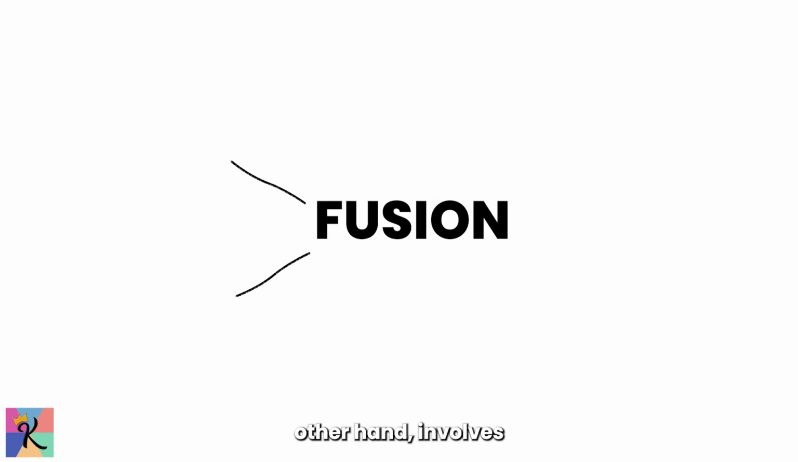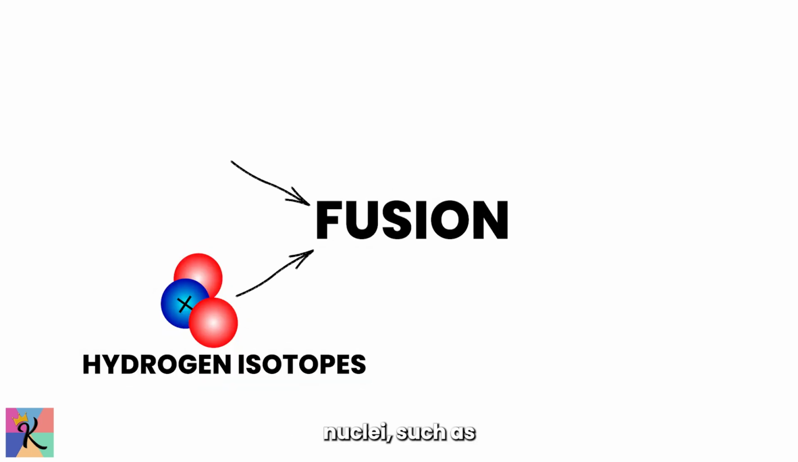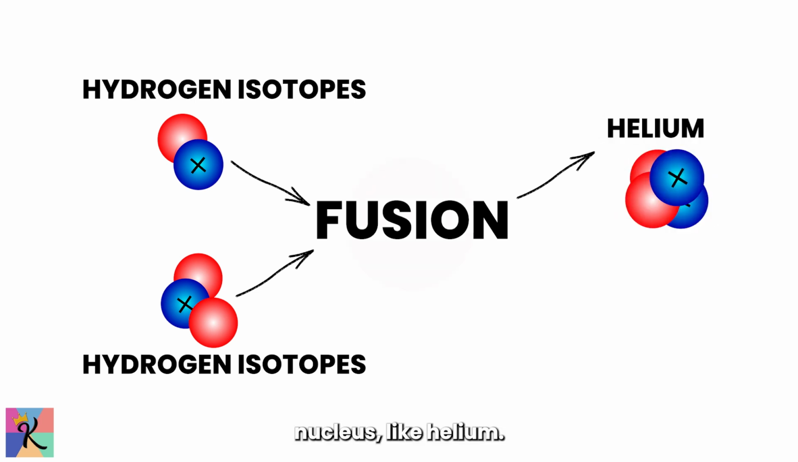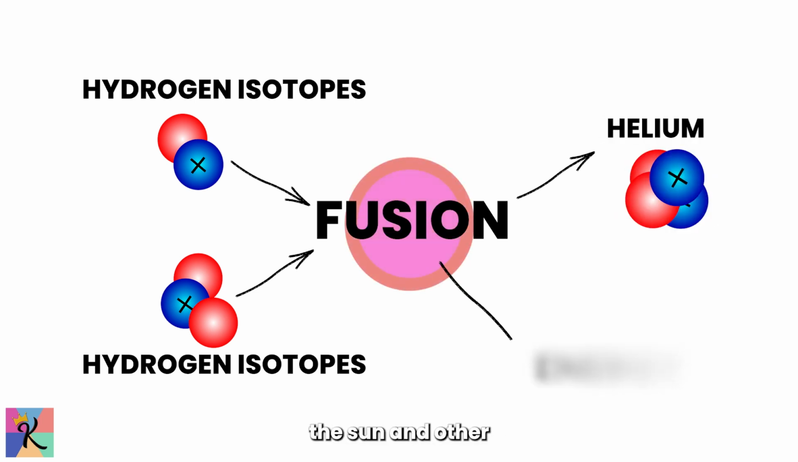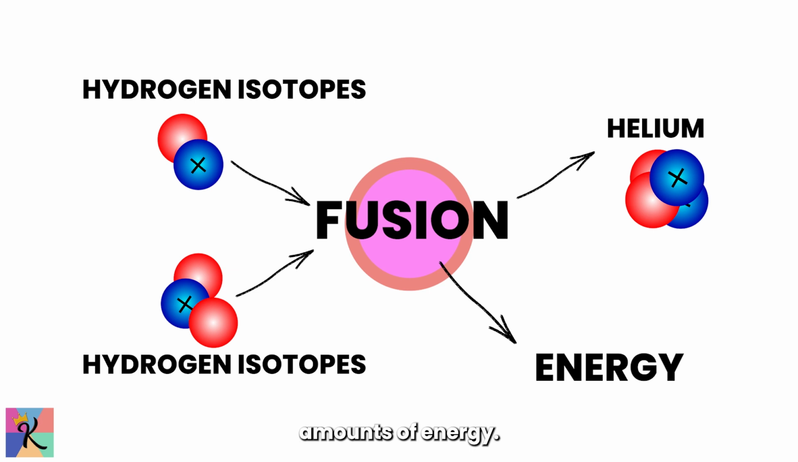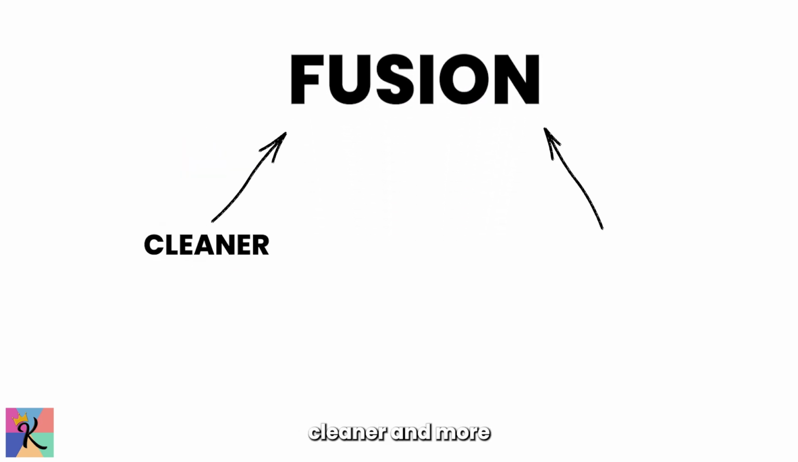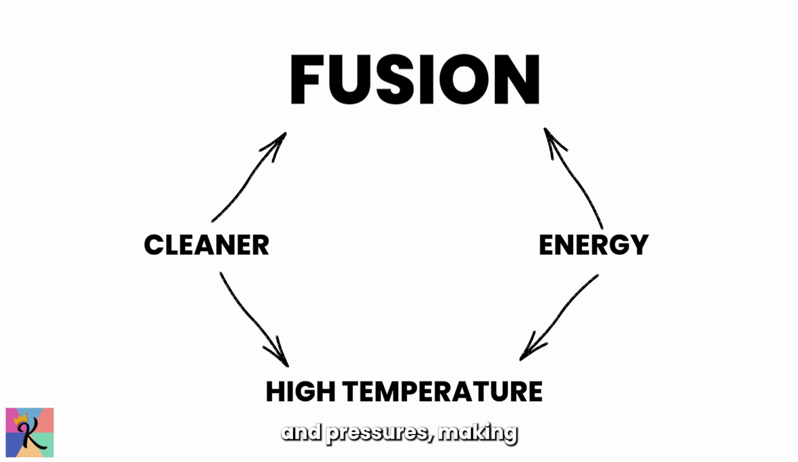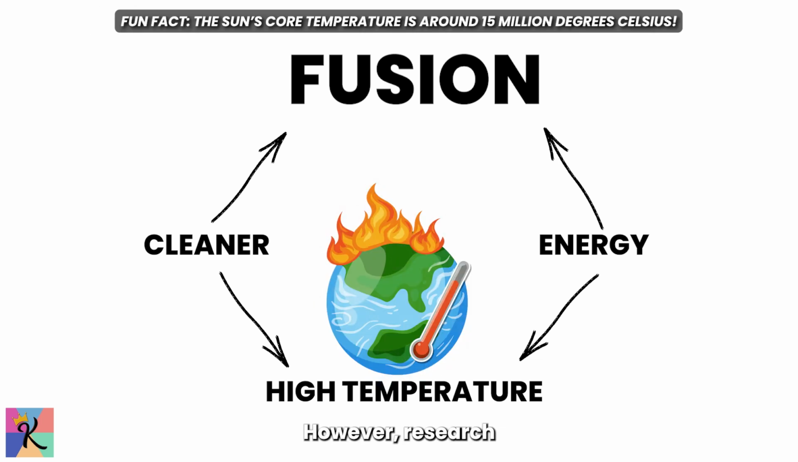Fusion, on the other hand, involves combining two light nuclei, such as hydrogen isotopes, to form a heavier nucleus, like helium. This process powers the sun and other stars, releasing vast amounts of energy. While fusion has the potential for cleaner and more abundant energy, it requires extremely high temperatures and pressures, making it challenging to achieve on Earth. However, research in fusion technology continues to progress.